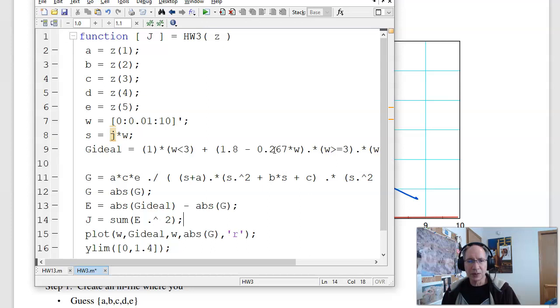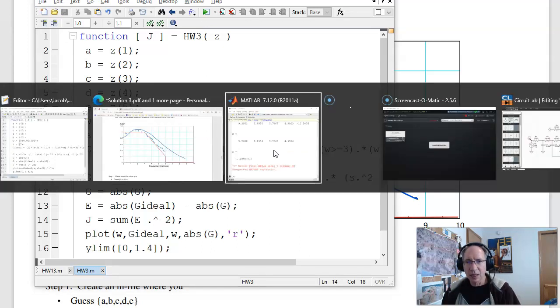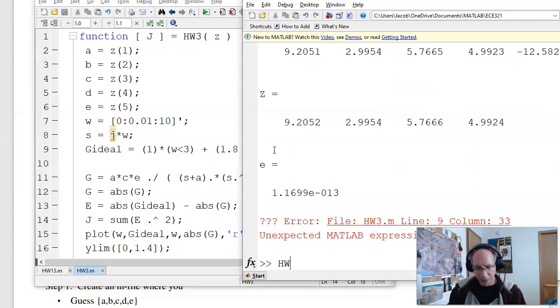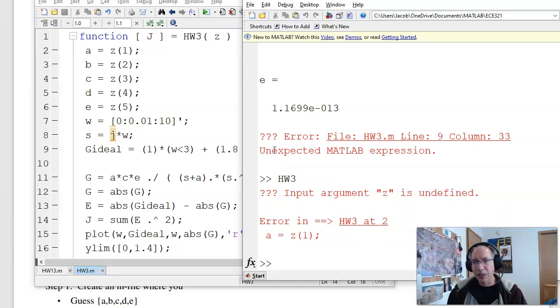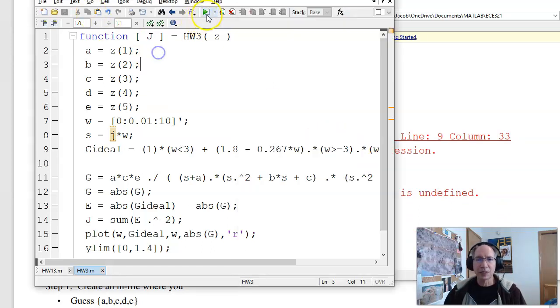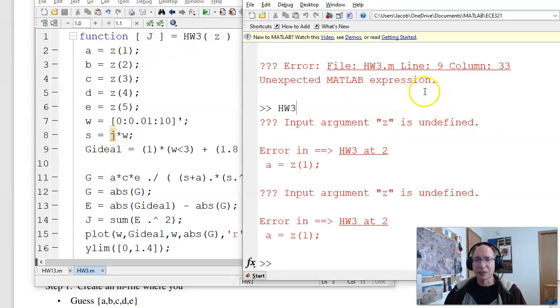Take the difference in the two, return the sum squared error. And in MATLAB, I can try that. What is homework 3? And again, this is a subroutine. If I do this, I get an error message because I have to pass it 5 parameters. If I try to run the subroutine, I get an error saying you can't run subroutines. You can call them, but you can't run them.